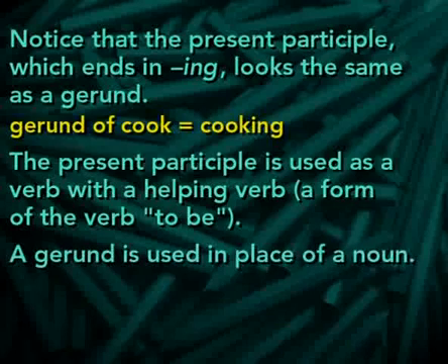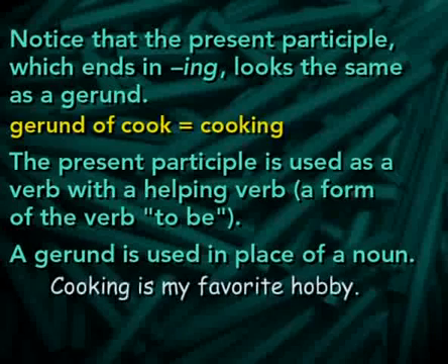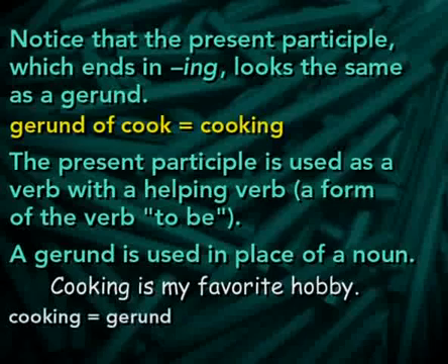Therefore, when you see an ing word being used as a noun in a sentence, that's really a gerund, not a present participle. So, for example, I might say, cooking is my favorite hobby. Here we have the word cooking, which looks the same as the present participle, both end in ing, but in this sentence, cooking is a gerund, because it's being used in the same way that a noun would be used. Cooking is my favorite hobby.